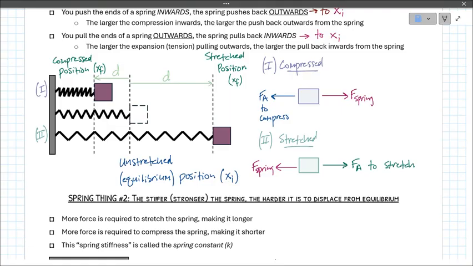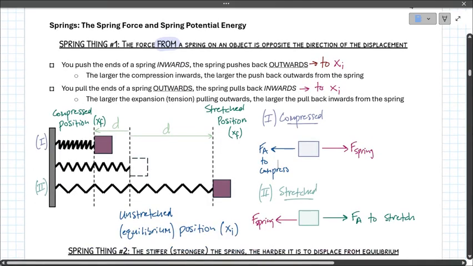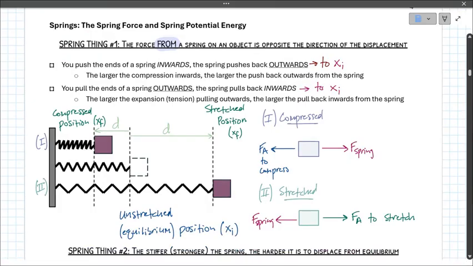So we have this restoring aspect of the spring. If the spring is elongated, it wants to go back into its natural length. If the spring is compressed, it wants to push back out to its natural length. It wants to restore itself to its natural length. So that's what we've got here. First things first, spring thing number one is this relationship: when we push a spring inwards, it wants to push outwards. When we pull a spring outwards, it wants to pull back inwards.